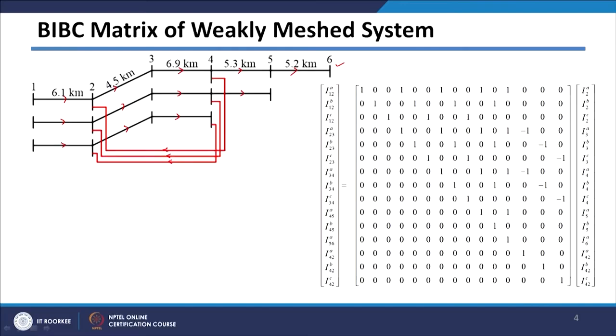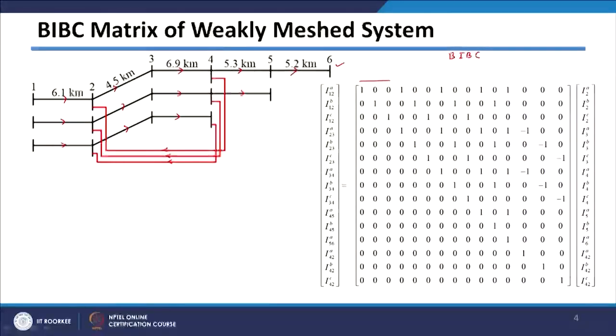For this, we have already seen in the load flow calculation how to get the BIBC matrix for a weakly meshed system. I am just revising it here. So, we have got this BIBC matrix here.